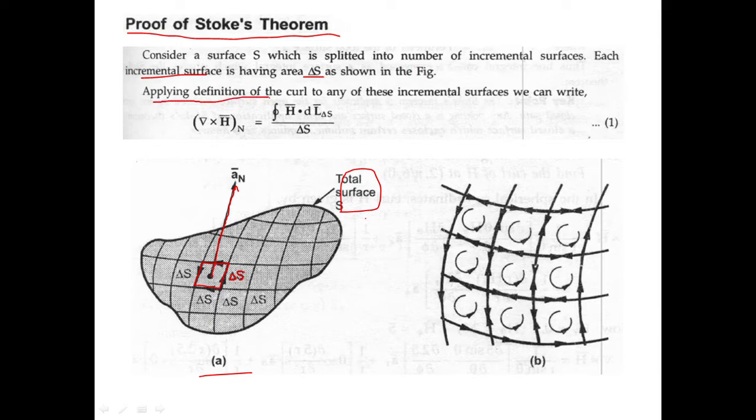Now applying the definition of curl to any of these incremental surfaces, we can write the curl of H vector normal to the direction of the surface is equal to the closed integral of H vector dot dl by delta S. Now if you have the surface area like this, which is split into many incremental surfaces like this.